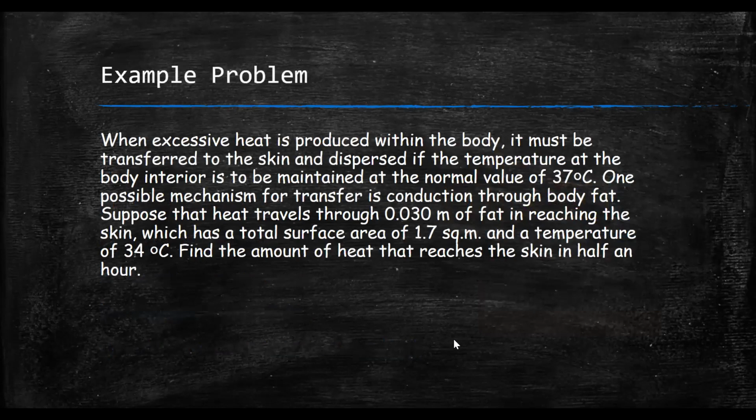Now let's have an example problem. When excessive heat is produced within the body, it must be transferred to the skin and dispersed if the temperature of the body interior is to be maintained at a normal value of 37 degrees Celsius. One possible mechanism for transfer is conduction through the body. Suppose that heat travels through 0.030 meter of path in reaching the skin, which has a total surface area of 1.7 square meters and a temperature of 34 degrees Celsius. Find the amount of heat that reaches the skin in half an hour.